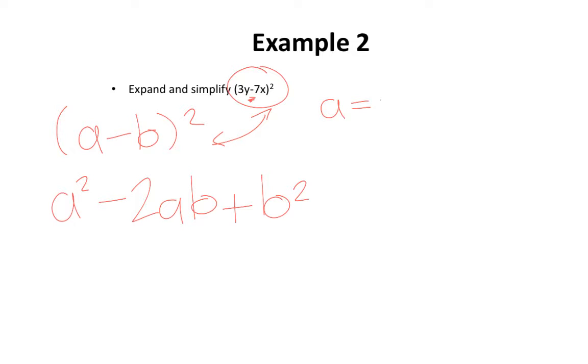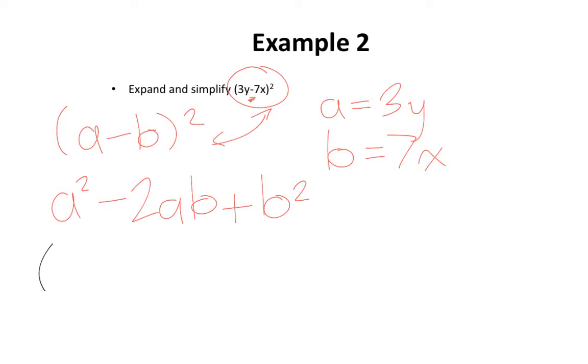I want you to look at these two binomials very closely. a represents 3y and b represents 7x. We're going to use those values, 3y and 7x, and we're going to substitute them into our shortcut, which is a squared minus 2ab plus b squared.